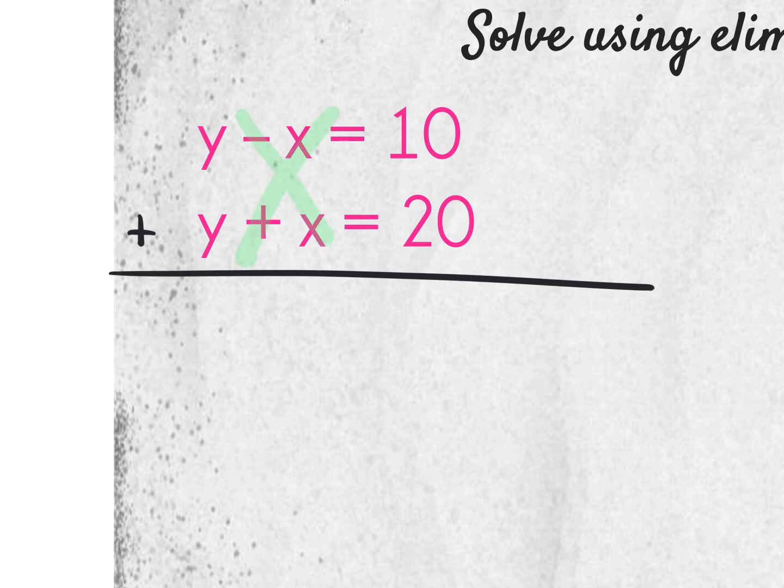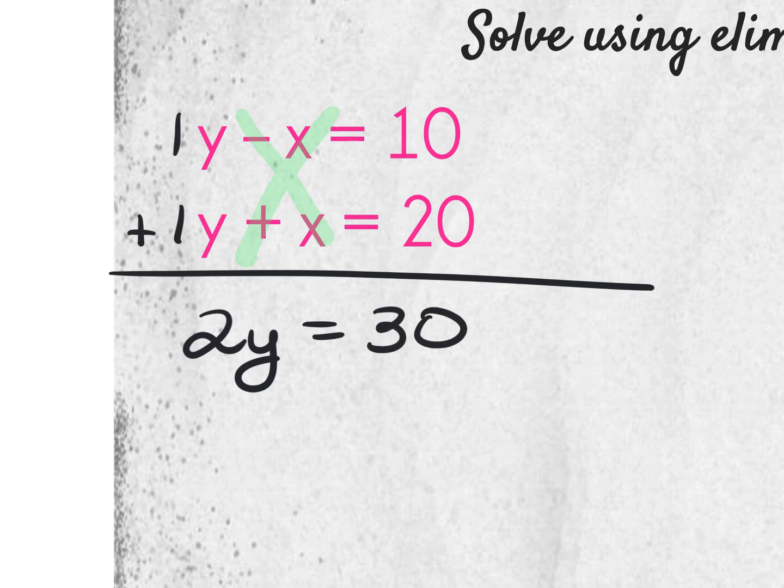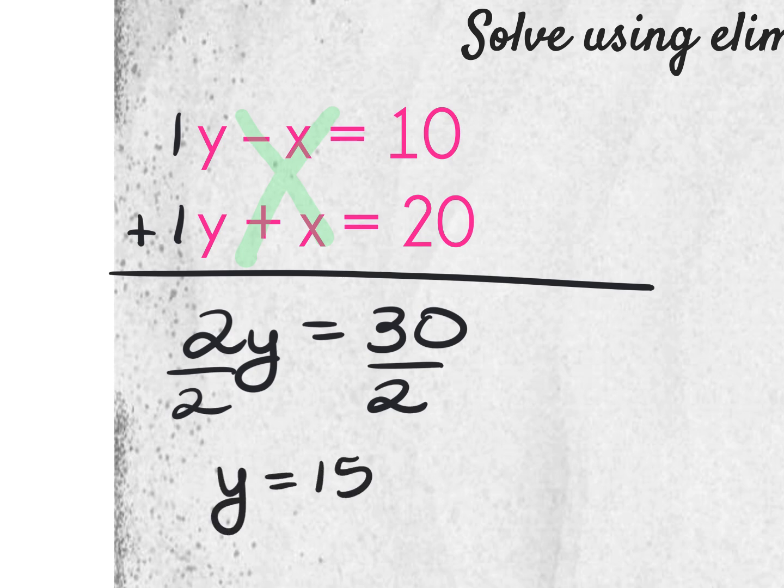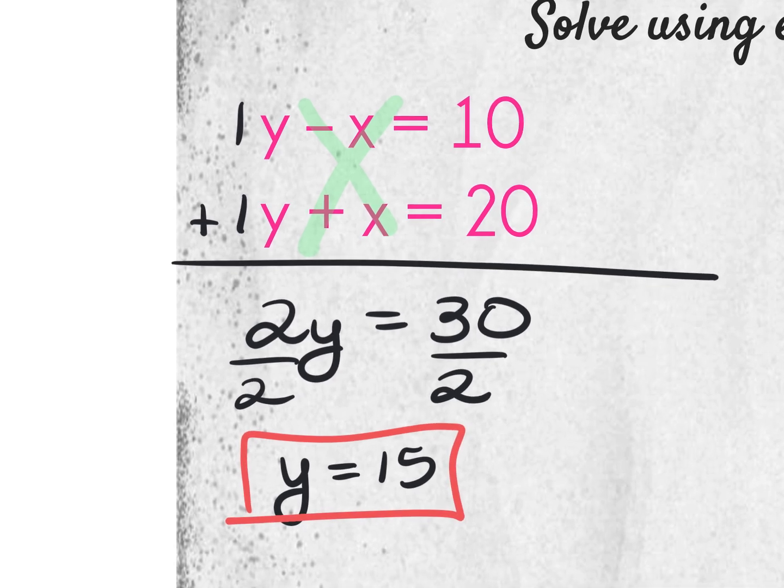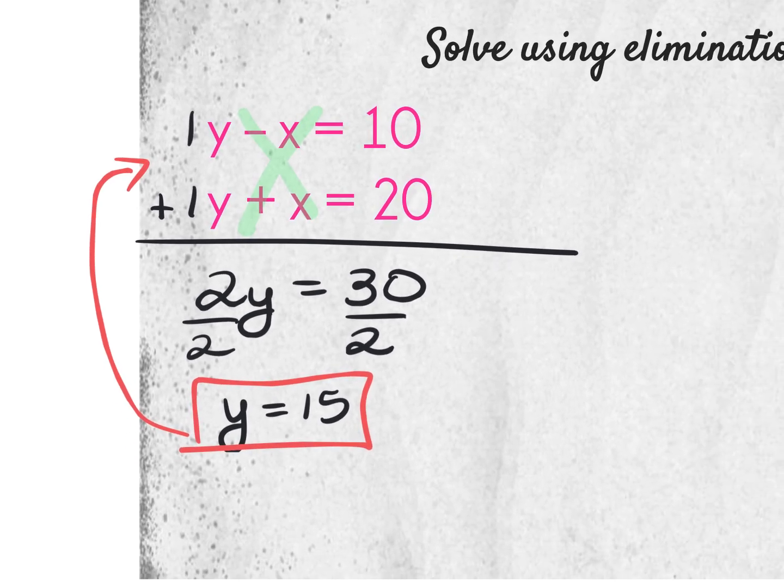out. And now I'm just left with adding 1y plus 1y, which gives me 2y, and then 10 plus 20, which is 30. Divide by 2, and y equals 15. Now I take this newly found value of y, and I need to plug it back in to one of the originals. I'm going to go ahead and plug it into the second one.